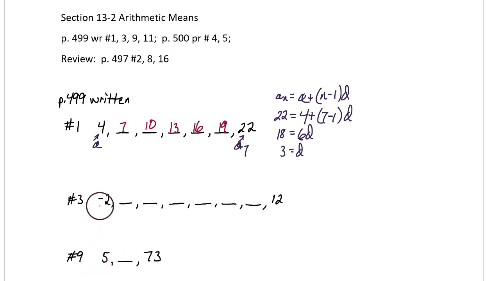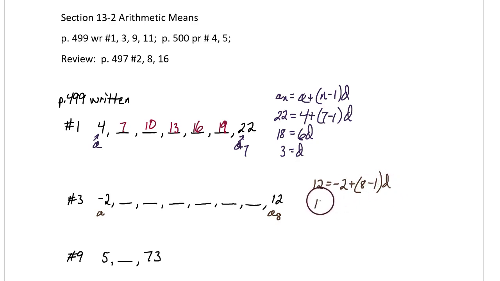Number 3, we can approach the same way. Here's our value of a, the first term. And then we have 1, 2, 3, 4, 5, 6, 7, 8 terms. So this one is a sub 8. So using our general formula, for a sub n, we'll fill in 12. For the letter a, fill in -2. For n, fill in 8. And then d is our unknown.